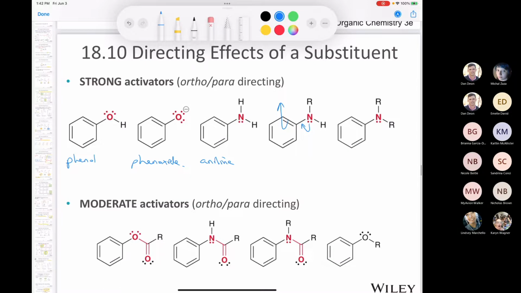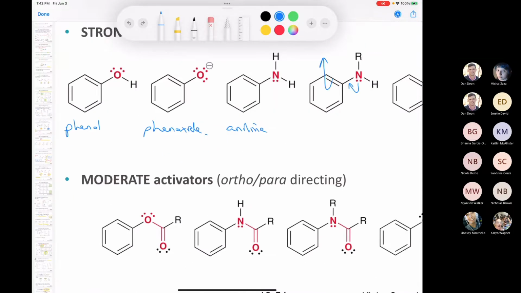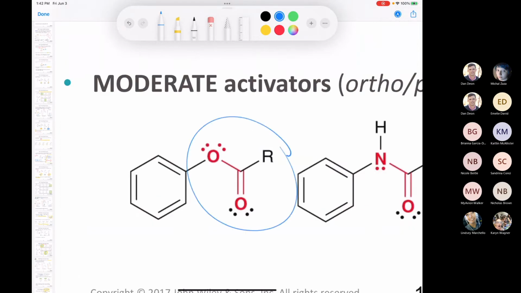Now, moderate activators also have a lone pair on an atom right next to the ring. However, those electrons on those atoms are also not only delocalized throughout the ring, but they're also delocalized outside of the ring. What does that mean? If you were to take this ester here, I could draw you a resonance contributor where I show the electron density being poured inside the ring, but I can also draw a resonance contributor where I show electron density being poured outside of the ring.